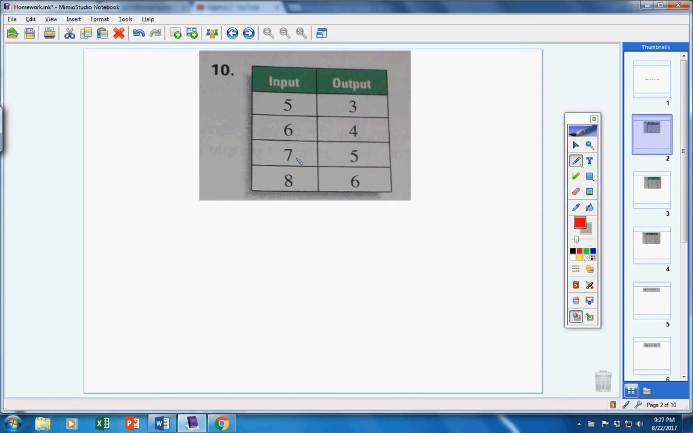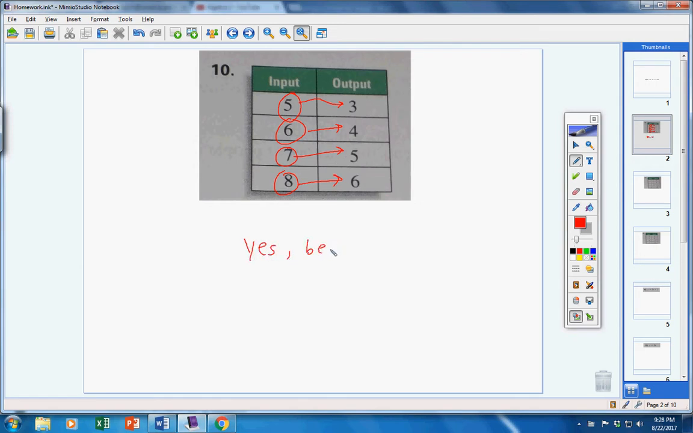To describe the table, the directions say, does the table represent a function, yes or no? And so that's what we're trying to figure out. So remember, listen carefully, students. Each input must have one output. Here's a 5. It has one number over here. Here's 6. It has one number. Here's 7. It has one number. Here's 8. It has one number. So yes, this is a function.